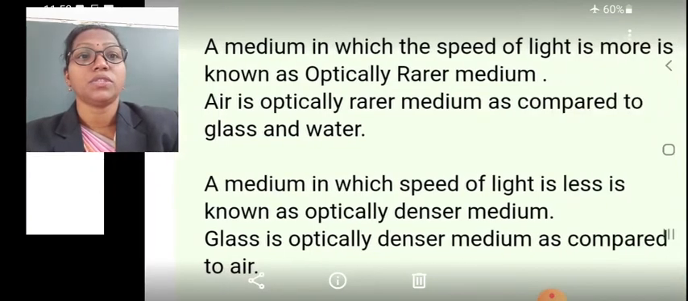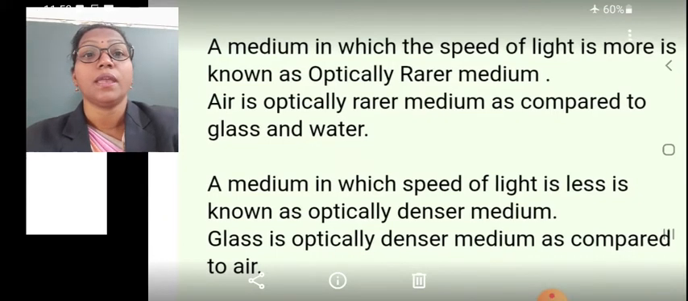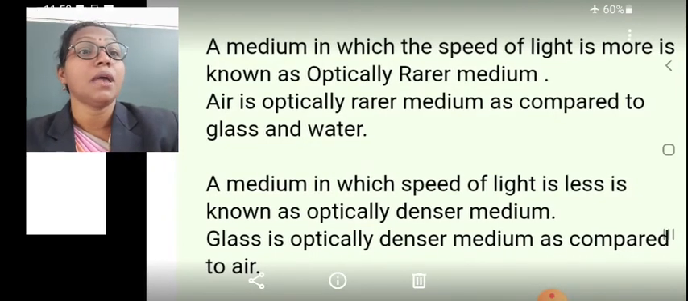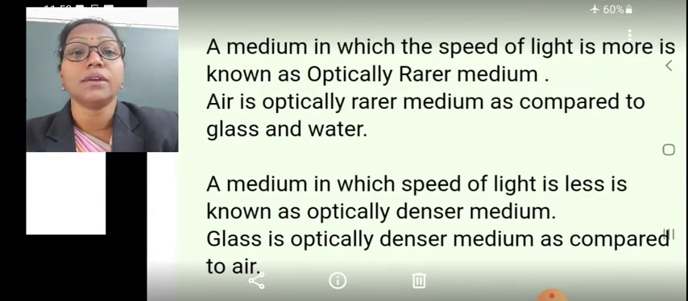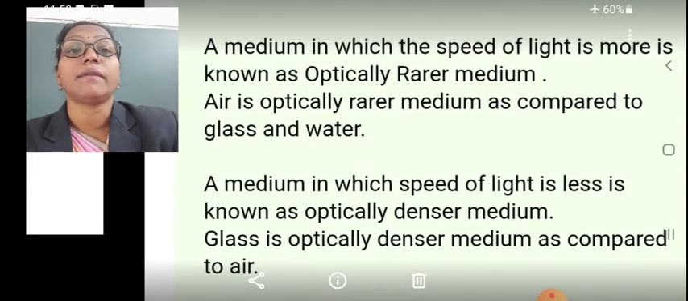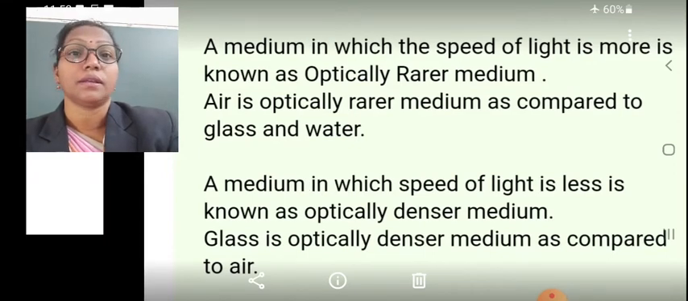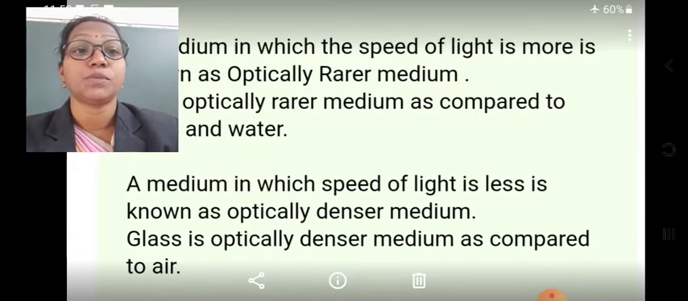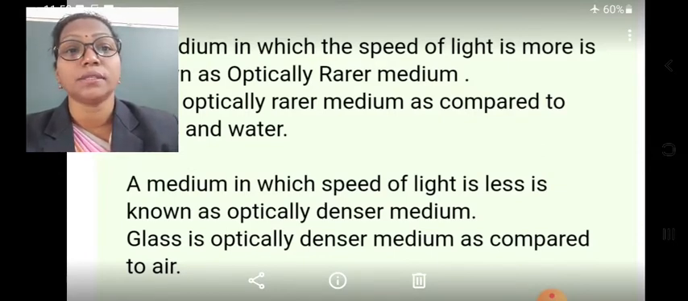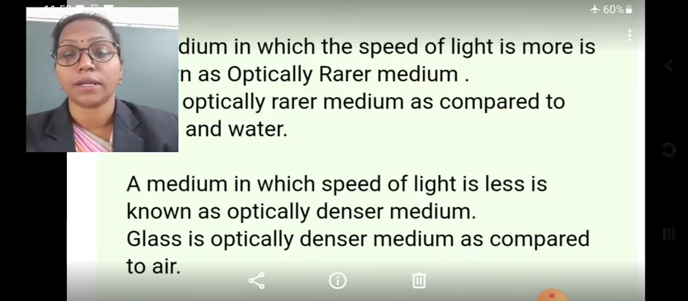A medium in which the speed of light is more is known as an optically rarer medium. Air is an optically rarer medium as compared to glass and water. So among these three materials, air is the rarer medium. The speed of light is maximum in air. Then a medium in which the speed of light is less is known as an optically denser medium. Glass is an optically denser medium as compared to air and water.